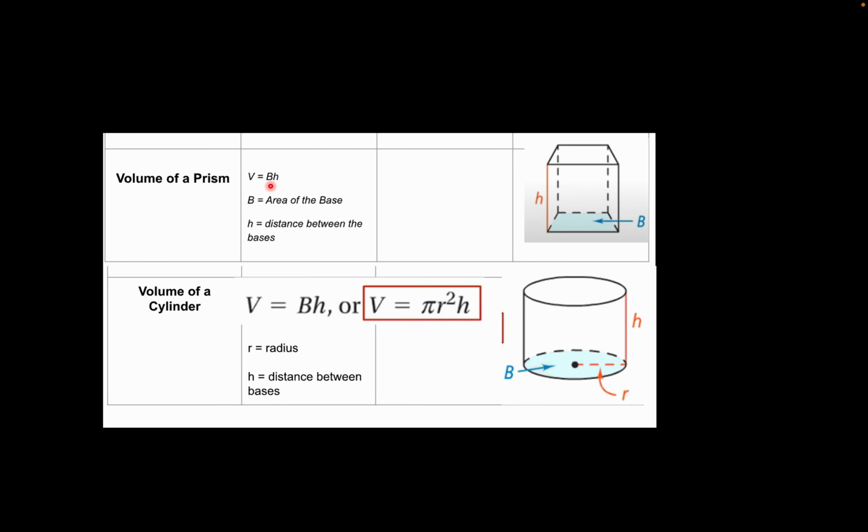It's the capital B times H, which is the area of the base, times the height, which is the distance between the bases. In a prism or a cylinder, we have a top and a bottom. The height is that distance in between. And if it's a cylinder, that means our base is a circle, which means we need our area formula for a circle. So you can use either formula. Just know that you're replacing capital B with what is known as our area formula for a circle.